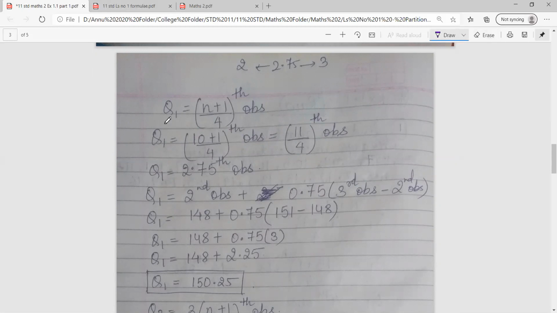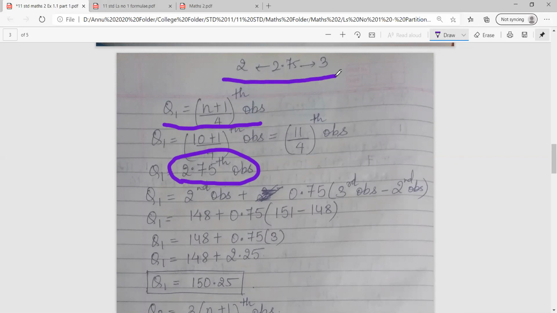Q1 is equal to (n plus 1) upon 4th observation. So 10 plus 1 upon 4 is 11 by 4, which gives you the 2.75th observation. Now try to understand this part, class. 2.75 is a decimal number, so we cannot consider any position over here. So what we do is, can you see the working I have done above?